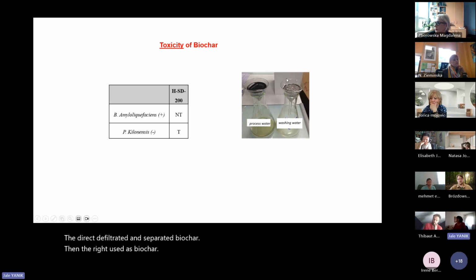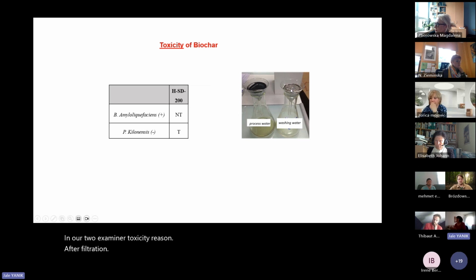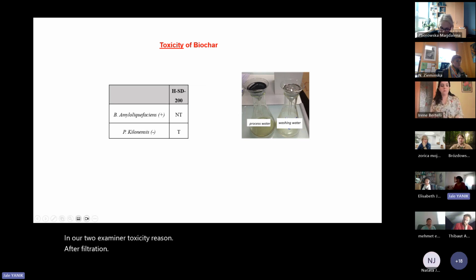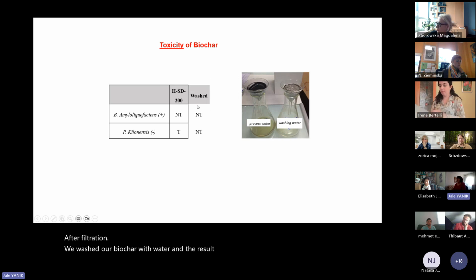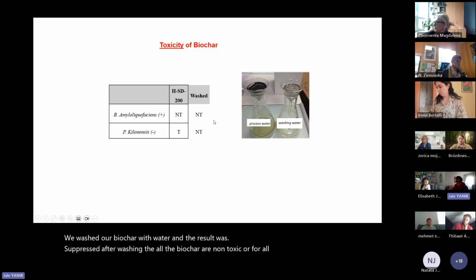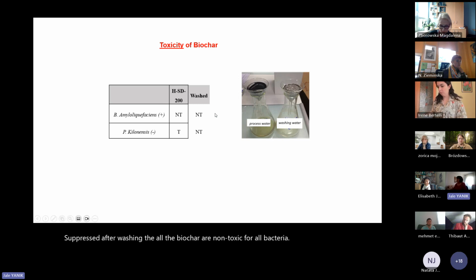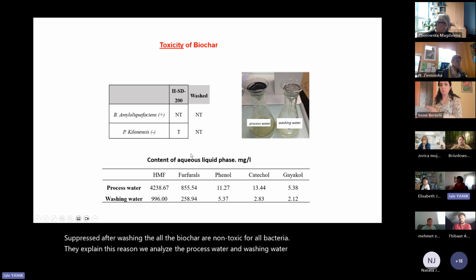In order to examine the toxicity reason, after filtration, we washed our biochar with water, and the result was a surprise. After washing, all the biochar are non-toxic for all bacteria. To explain this reason, we analyzed the processed water and washing water.